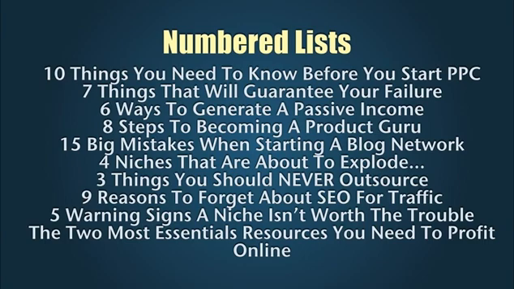For example, 3 things you should never, and then blank: outsource, do yourself, buy, sell. 3 things you should never, and replace that word. 9 reasons to forget about SEO for traffic, or 9 reasons to forget about, again, insert whatever you want there. 5 warning signs that a niche is in trouble, a niche isn't worth the money, a product is good, a product isn't good, warning signs. So again, people are like, oh wait, I better look at this.